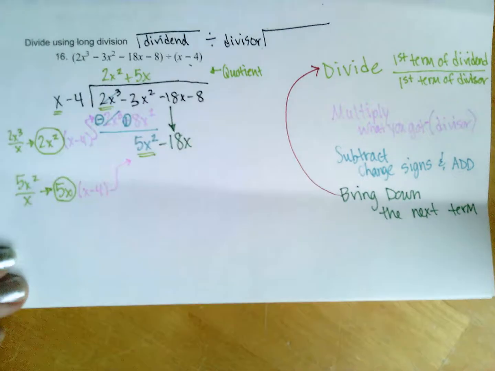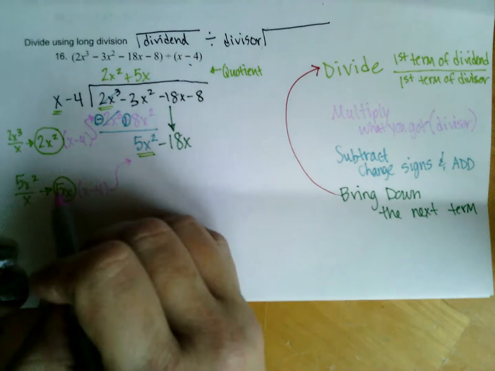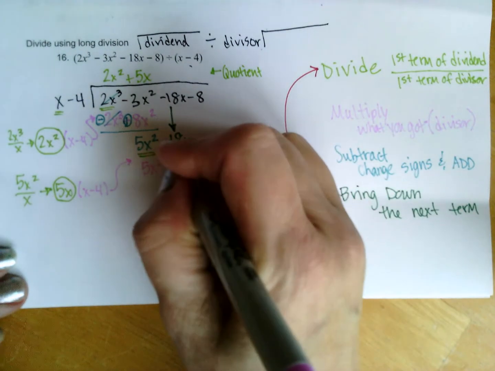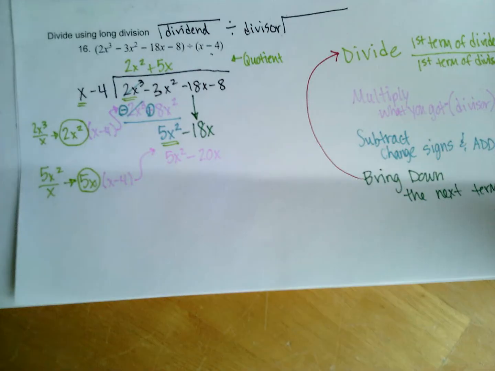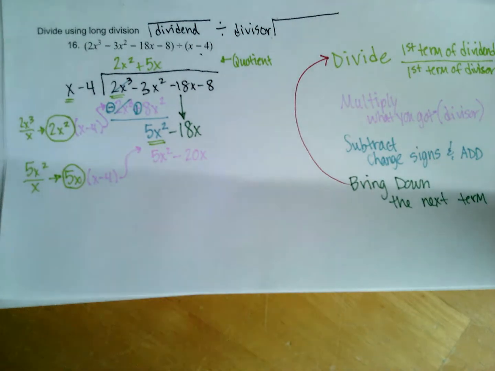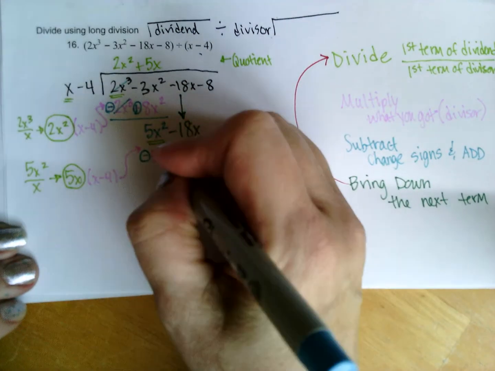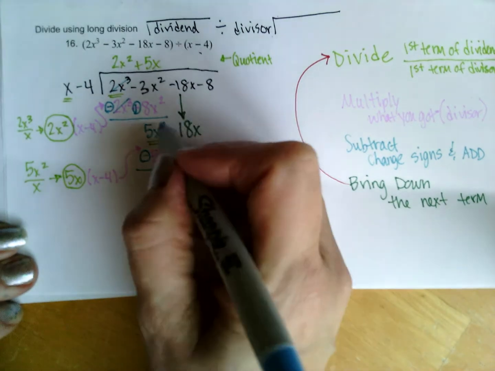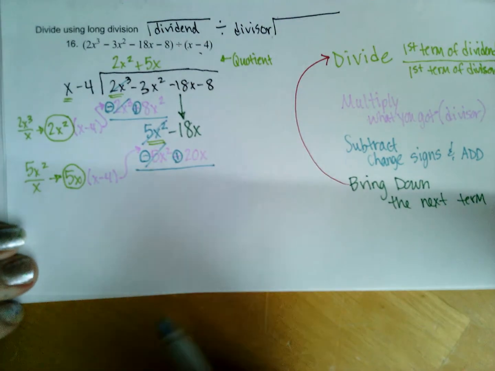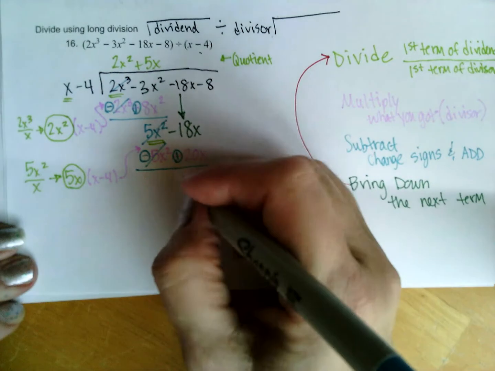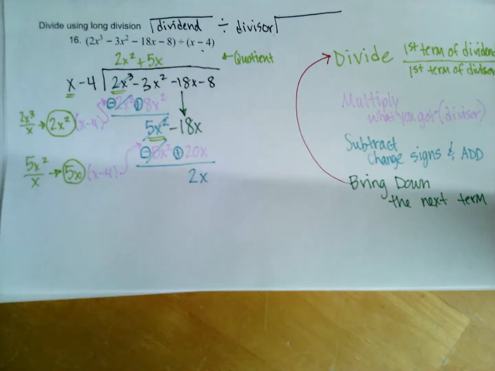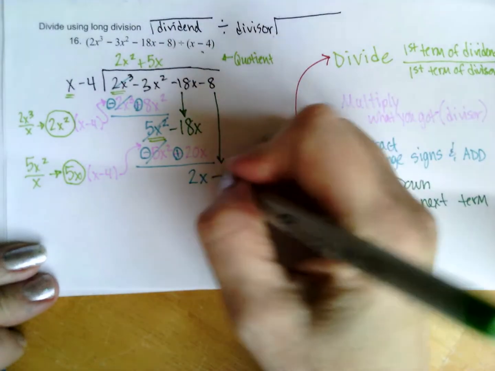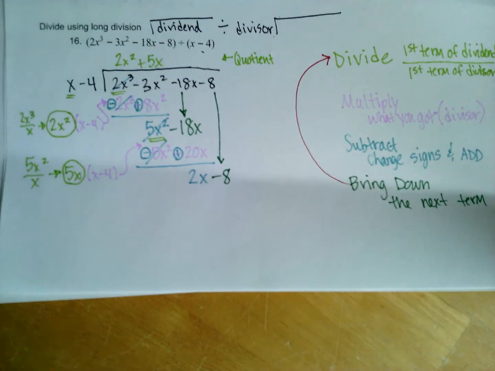That answer is going to go right here. Distribute that through. 5x times x is 5x squared. 5x times negative 4 is a negative 20x. Divide, multiply, and subtract. Change the signs. Now add them together. Notice that these first two terms cancel each other out. We did that on purpose. And I add these guys together. Negative 18 and 20 gives me a positive 2x. Bring it on down. Now bring it on back.